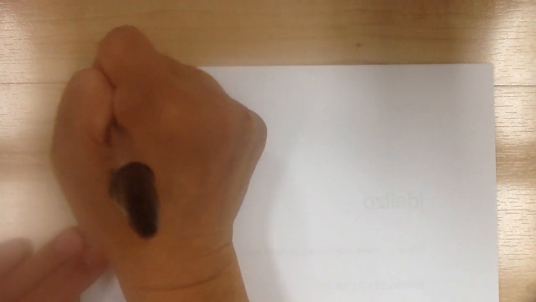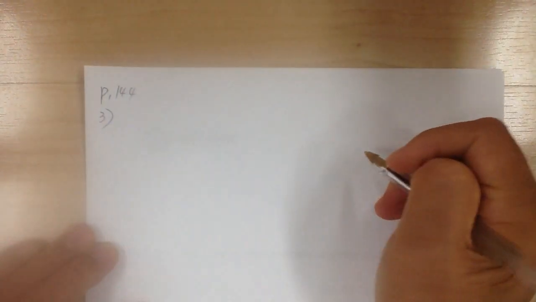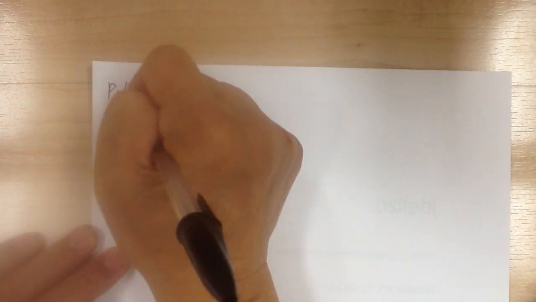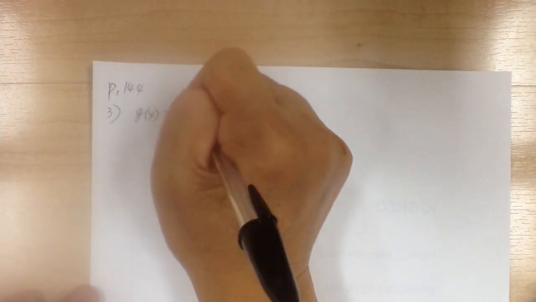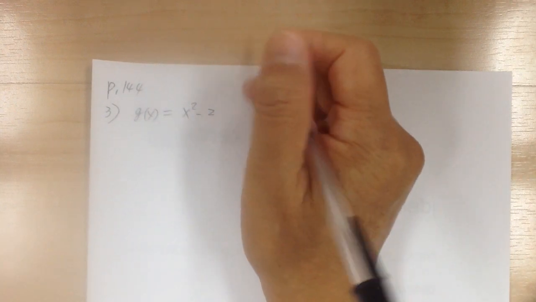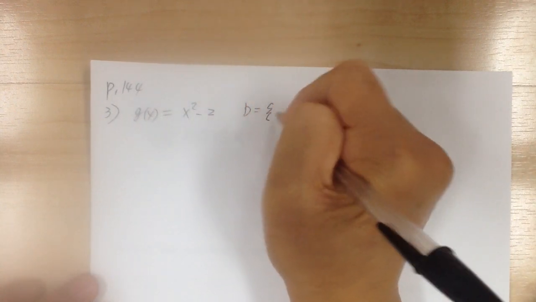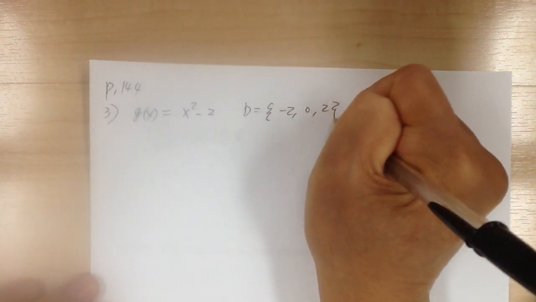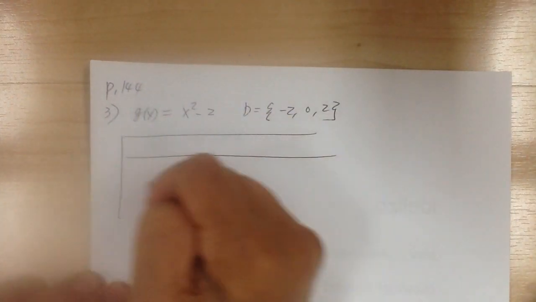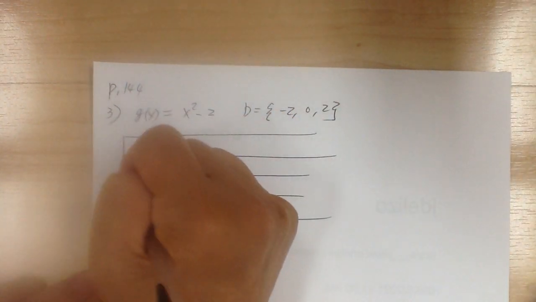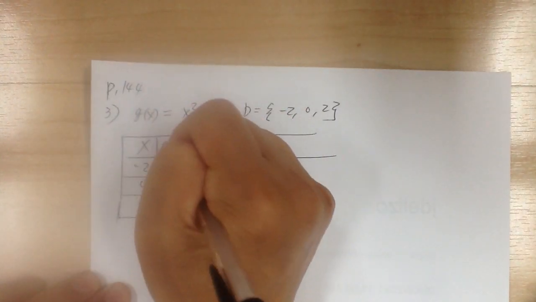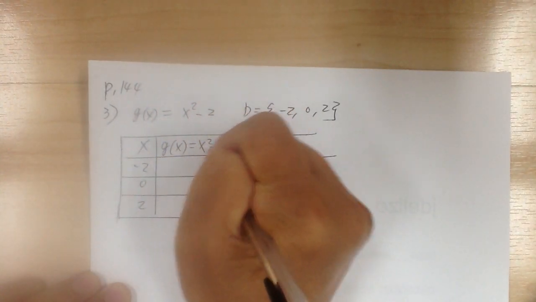Okay, let's go to number 3. Okay, you got g of x equal to x squared minus 2. And your domain is equal to negative 2, 0, 2. Okay, so you can make the table. So you got x and you got negative 2, 0, and 2. So you got g of x equal to x squared minus 2.